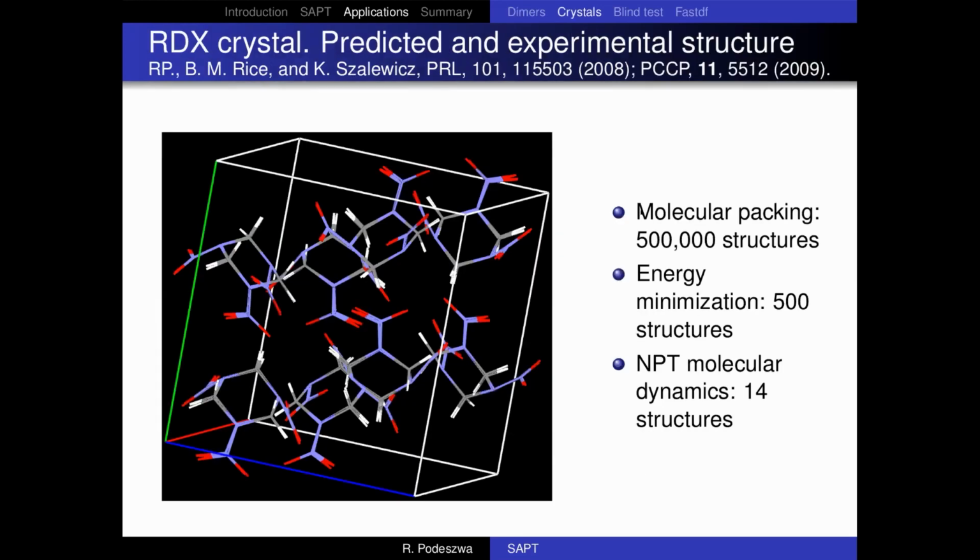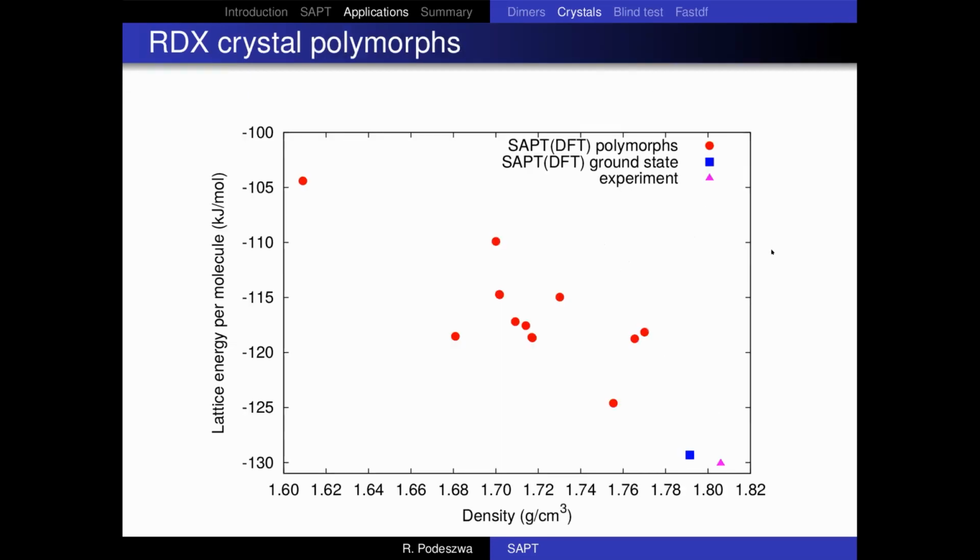There were some applications for molecular crystals. On this picture, you see an RDX crystal, which is an overlap of the experimental one and the one predicted from scratch from ab initio calculations. You can see some small tiny differences, but this is basically the same crystal. How you do it: you develop the potential, you do molecular packing. With the potential, you do energy minimization for some prospective structures. Then with the best ones, you do molecular dynamics.